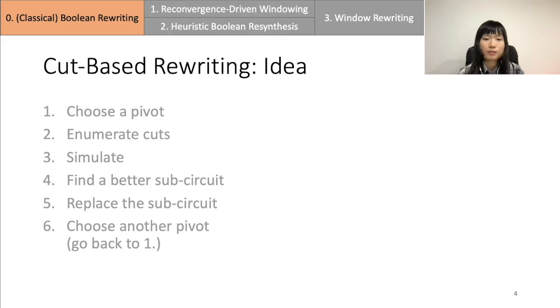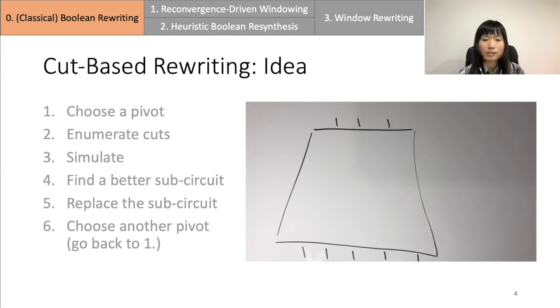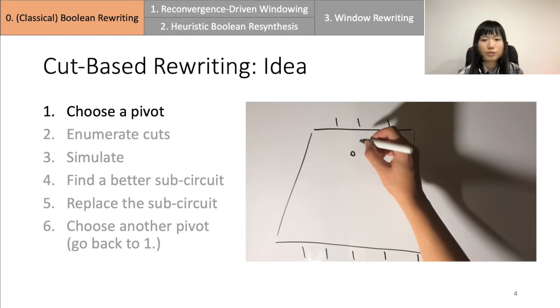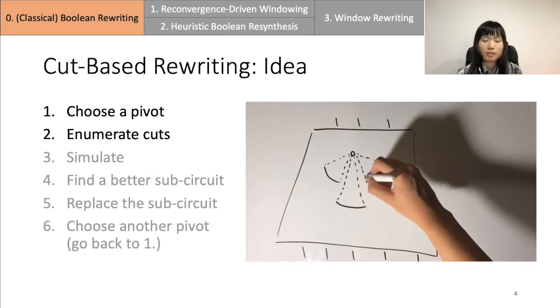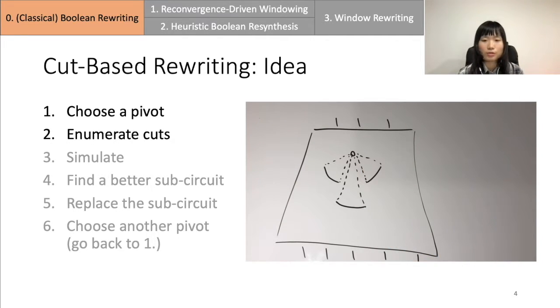The idea of the classical cut-based rewriting is as follows. This is a circuit that we want to optimize. First, we choose a pivot node in the circuit. Then we enumerate the k-feasible cuts for this node, where k is typically set to 4. A cut is a set of nodes that supports the pivot node, and a 4-feasible cut is a cut with at most 4 nodes.